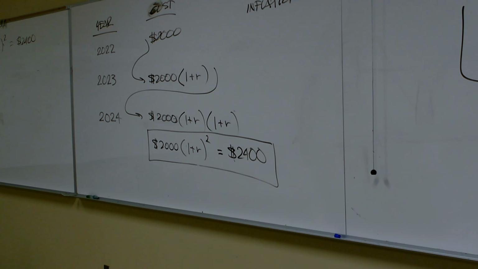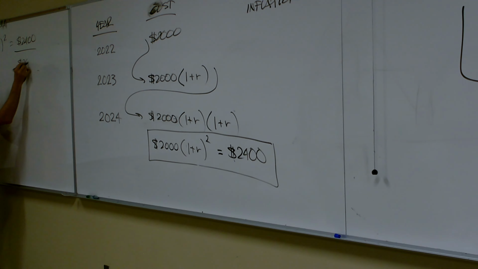So we divide both sides by the 2,000 to get rid of that 2,000. Divide by 2,000. Divide by 2,000.